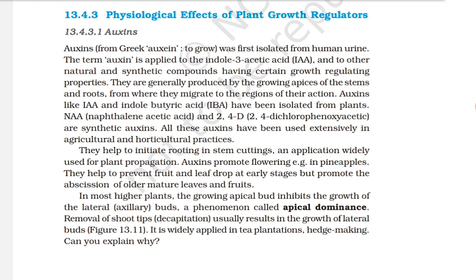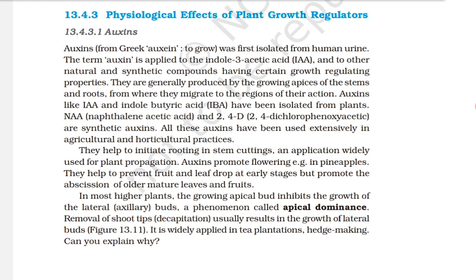In most higher plants, the growing apical bud inhibits the growth of lateral axillary buds, a phenomenon called apical dominance. Removal of shoot tips, decapitation, usually results in the growth of lateral buds. It is widely used in tea plantation and hedge making. Can you explain why?